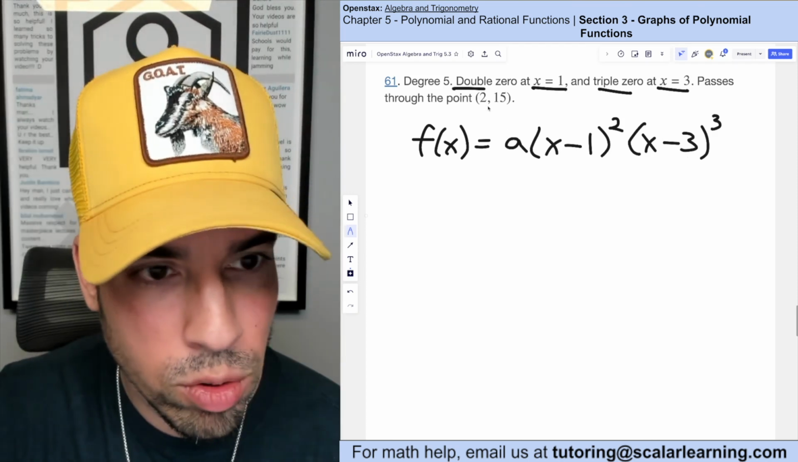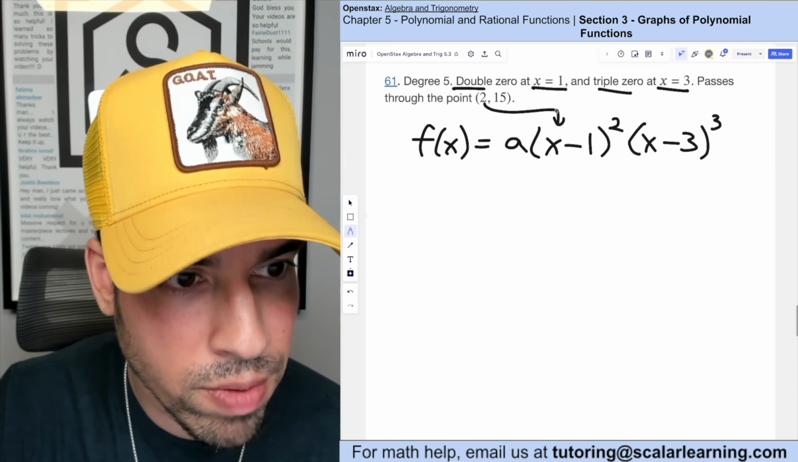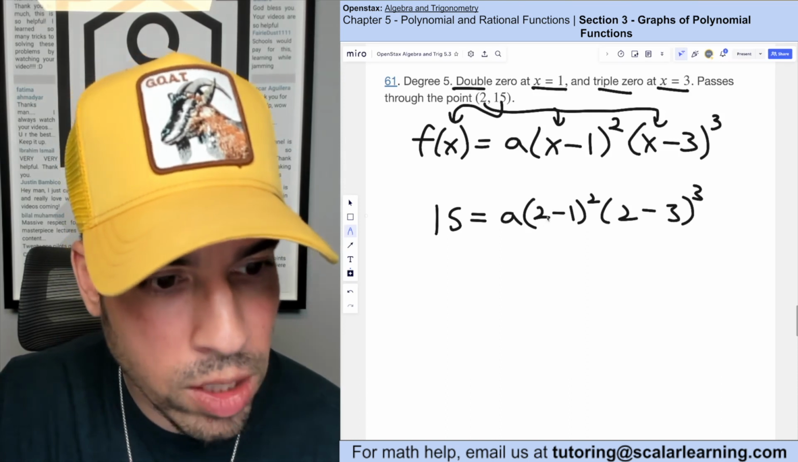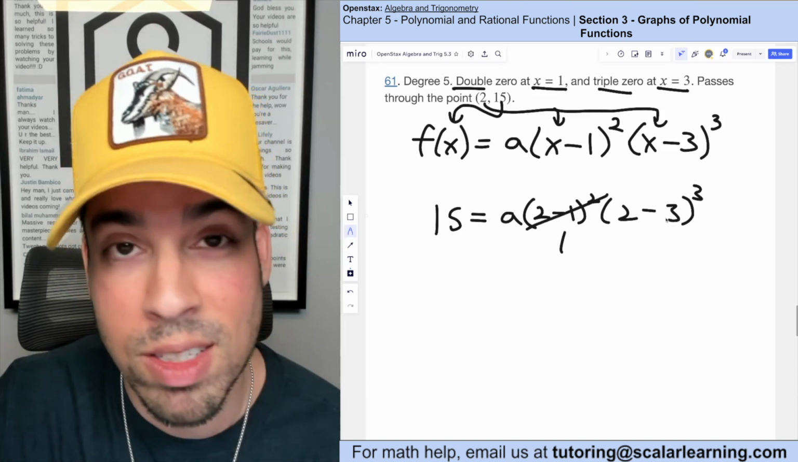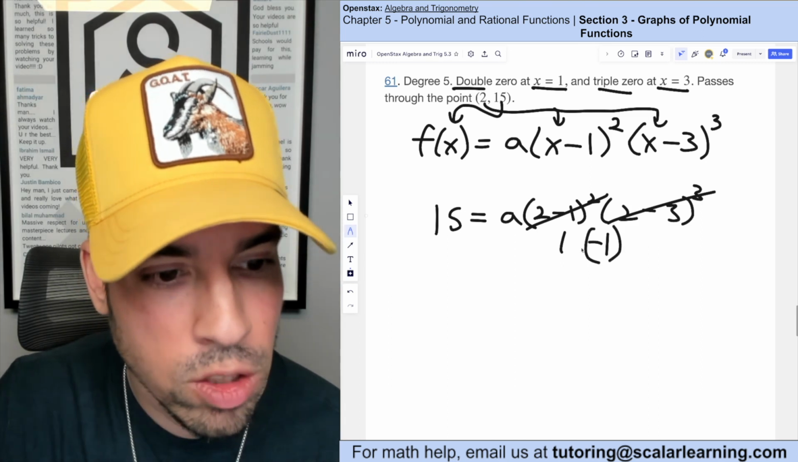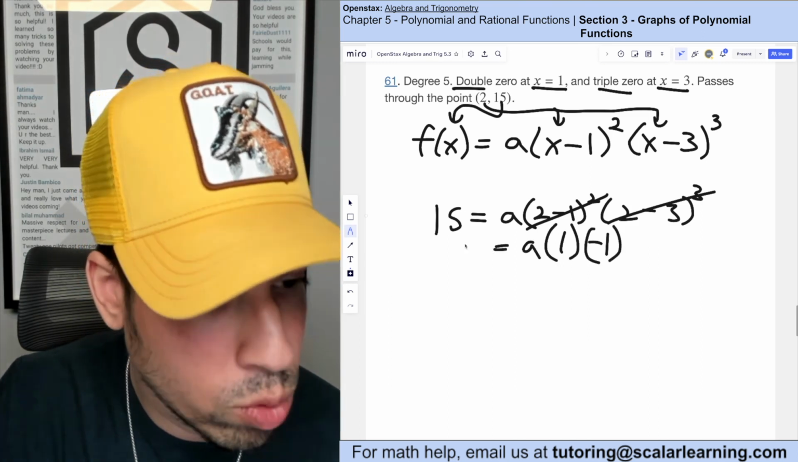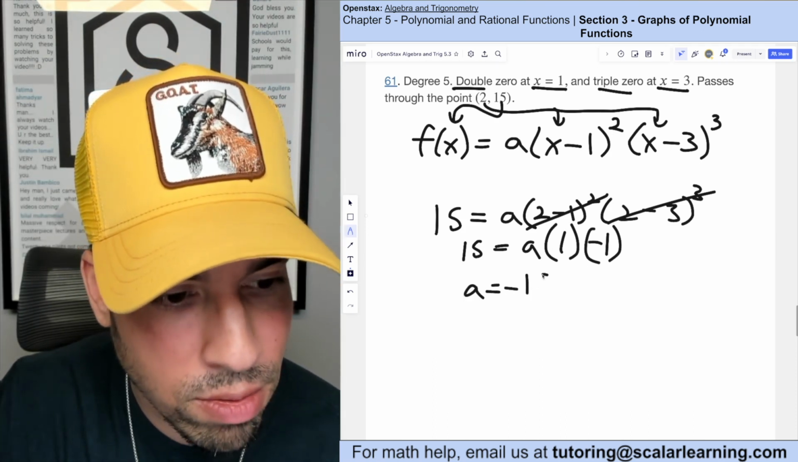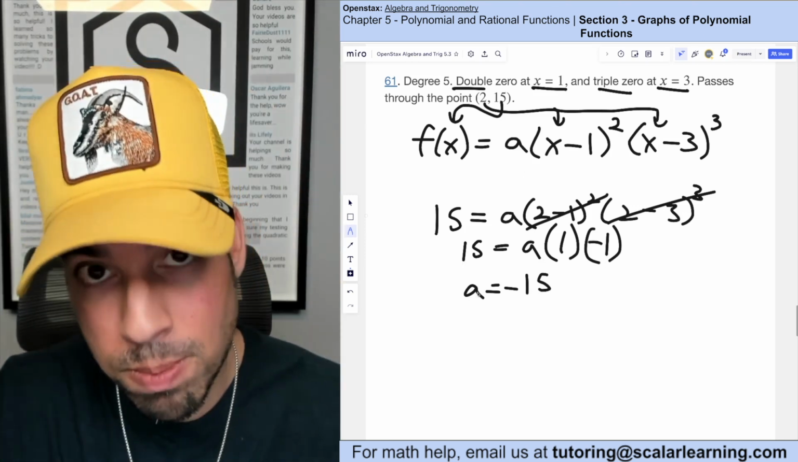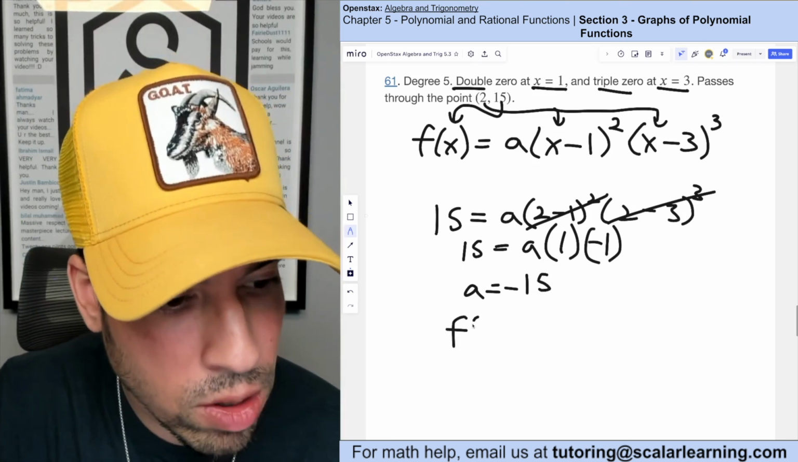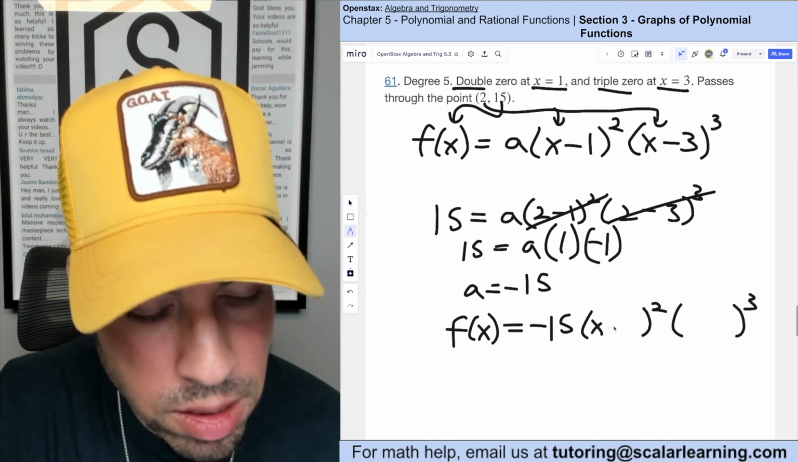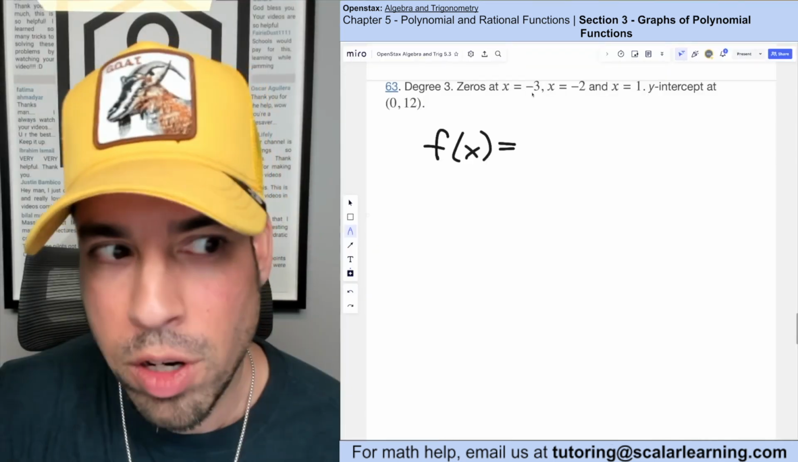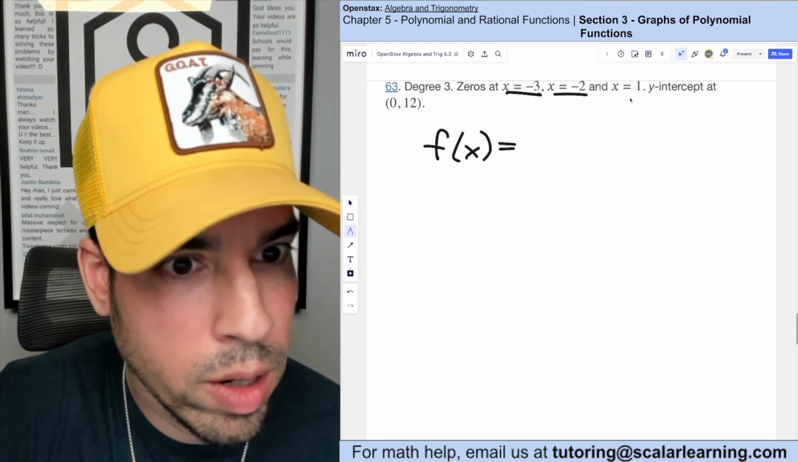Now to find the a value, we use this point and we plug in the x values and the y values for the function, and let's go. So I plugged in 2 for x, and we got 2 minus 1 is 1, squared is 1, 2 minus 3 is negative 1, cubed is negative 1, and so it's 1 times negative 1 times a equals 15. That's negative 1a equals 15. That means a equals negative 15, right? Negative a is 15, so a is negative 15. And then now we get our final form. So we got the negative 15 in front, x minus 1, x minus 3 with the exponents in place. Boom, done.